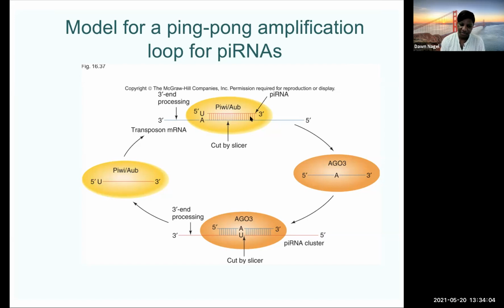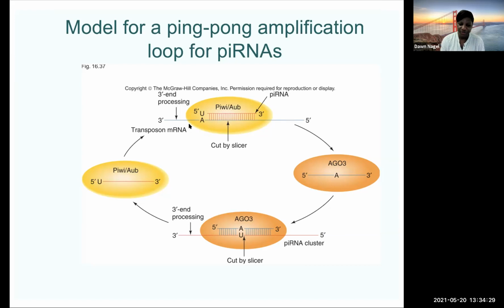So what it does is that it binds to the target. When it binds to this target, this protein specifically cleaves 10 base pairs downstream of this target A, right? In this target A, it cleaves at a particular location. So it's very precise. The PIWI Aubergine will cleave here.